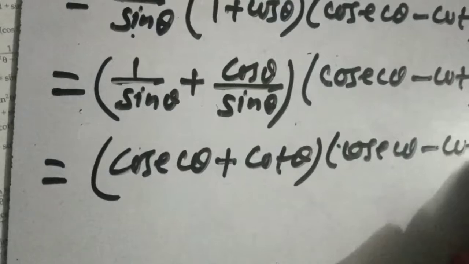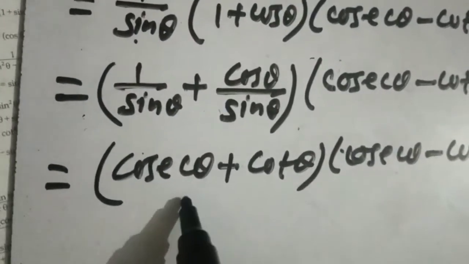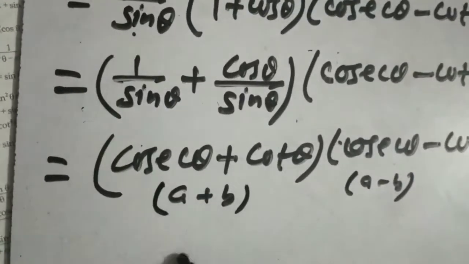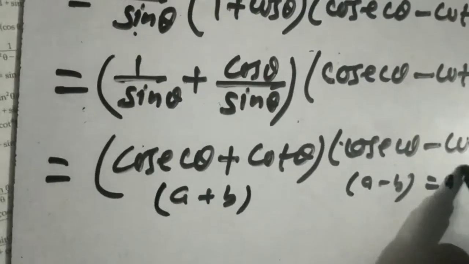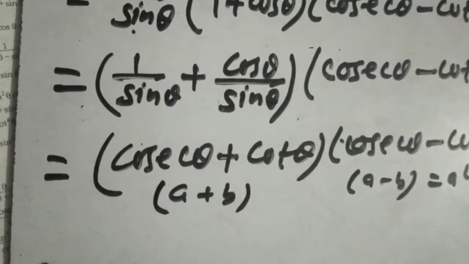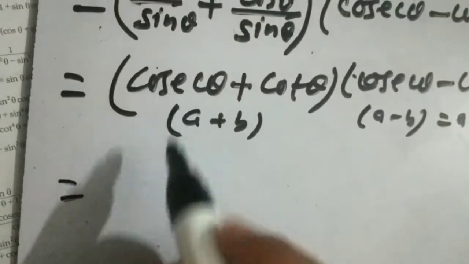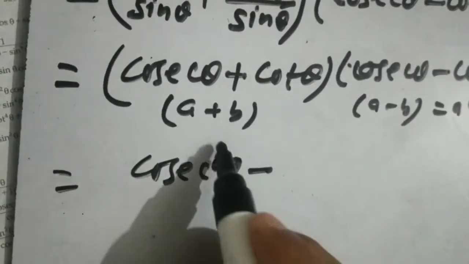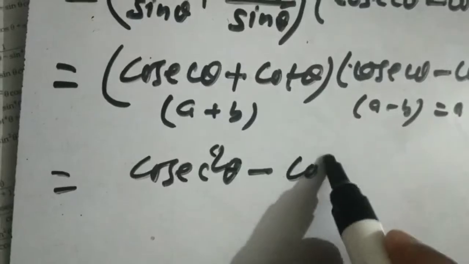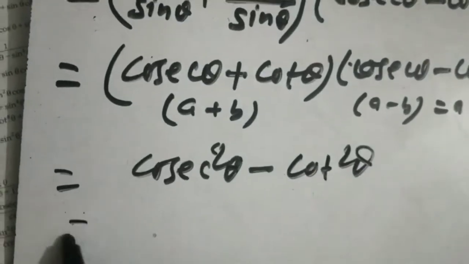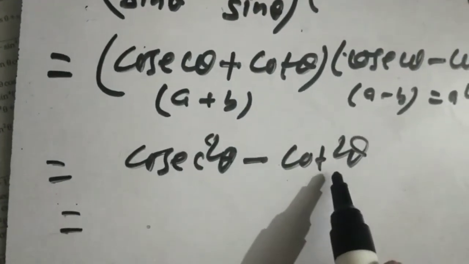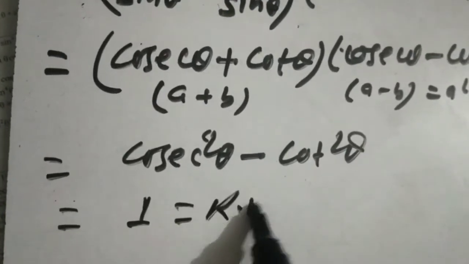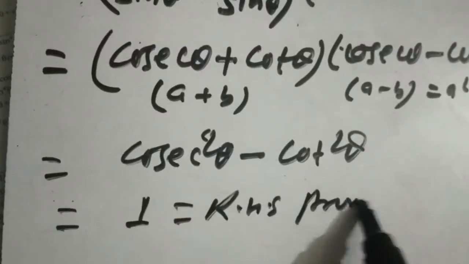minus cot theta. Now it is based on algebraic identity a plus b into a minus b, and a plus b into a minus b is equal to a square minus b square. Okay, so it will be a square, that is cosec square theta, and minus cot square theta, and cosec square theta minus cot square theta is also an identity which is equal to 1, so it is equal to RHS, proved. Okay.